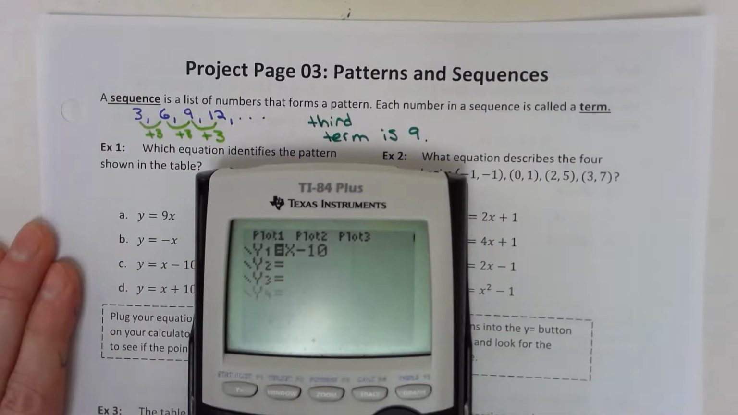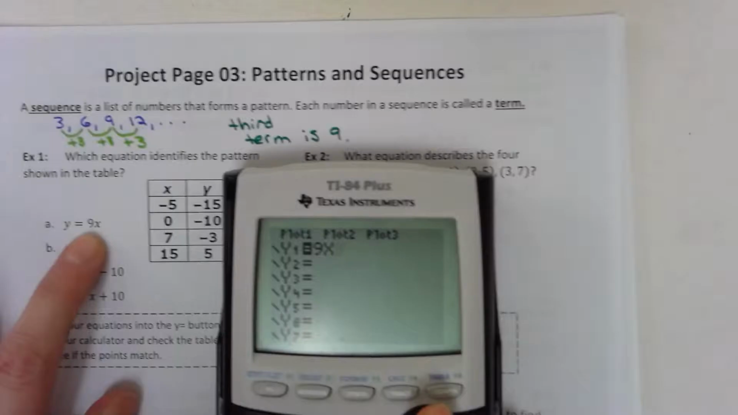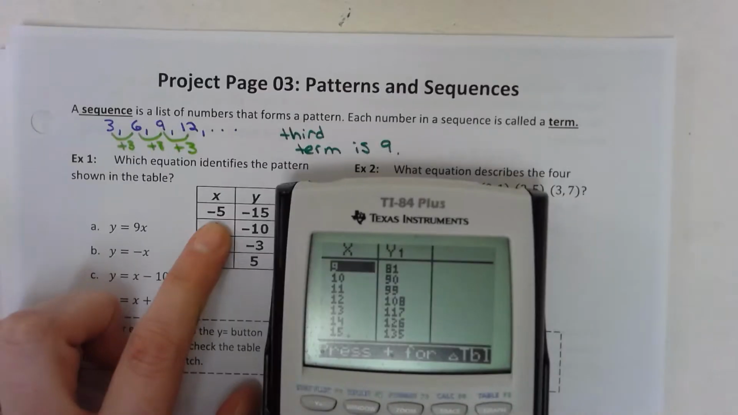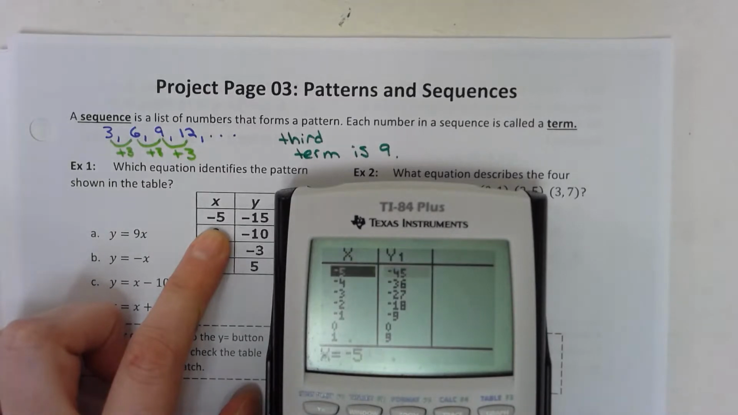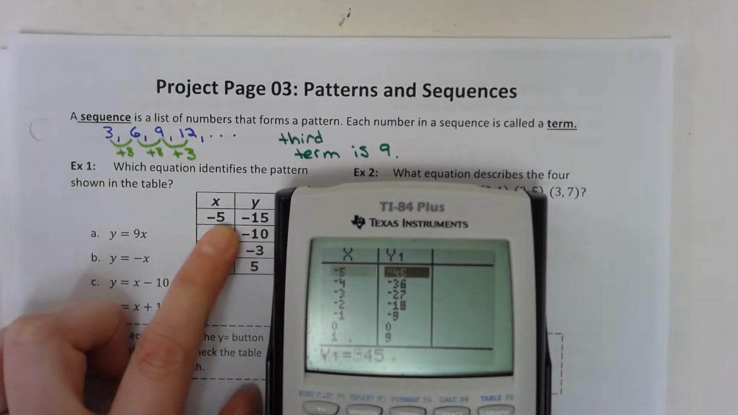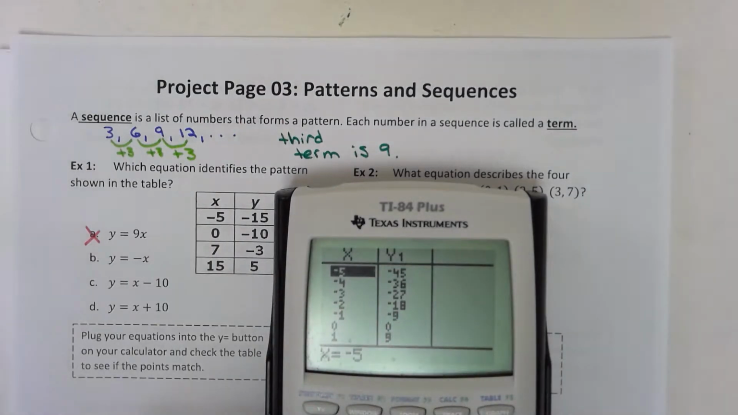Go to y equals on your calculator and type in the first answer choice. What I'm going to do is scroll over on my table, I press second graph, and I go to my table, and I look for this point. Now, -1, -15 is not on my graph. So I'm going to mark out answer choice A, and then check the next one.